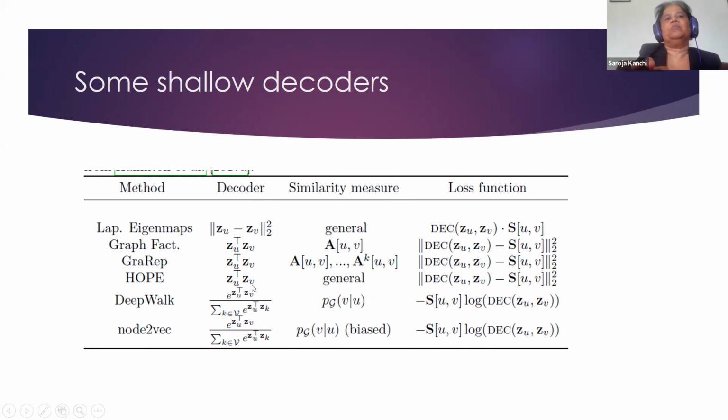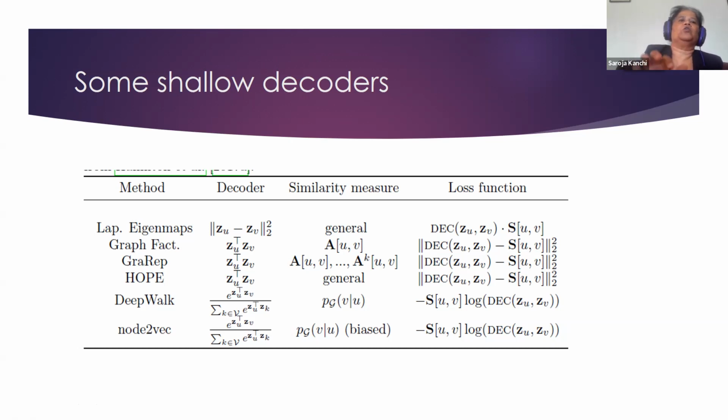And the next few are inner product decoders. Using this decoder, again, the similarity measure is either the adjacency matrix. And the loss function could be the usual loss function, which is the Euclidean distance between the predicted value and the real, original value. Or it could be the log loss that we usually use, called cross entropy, that is used in machine learning.